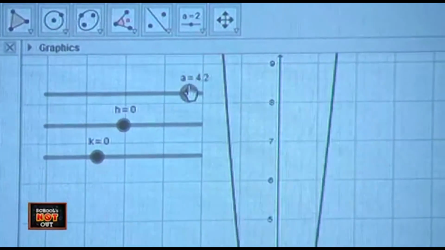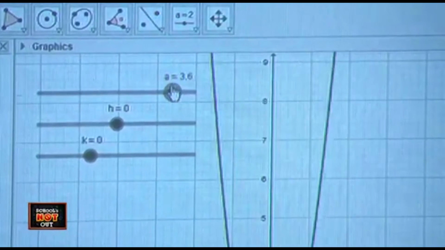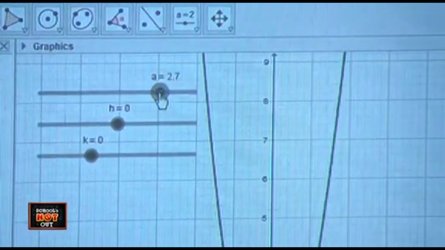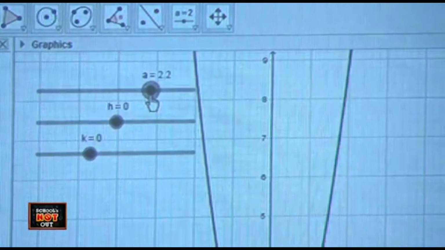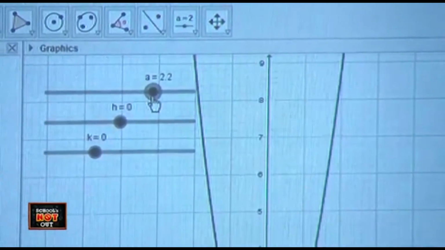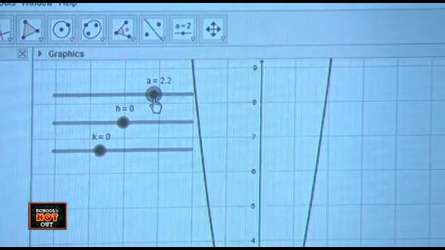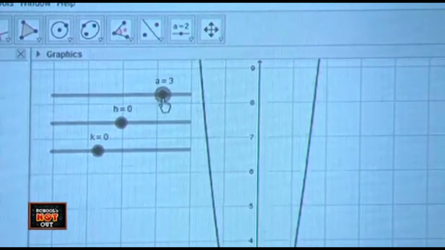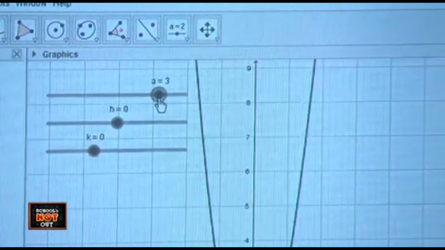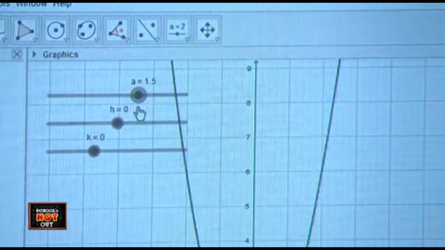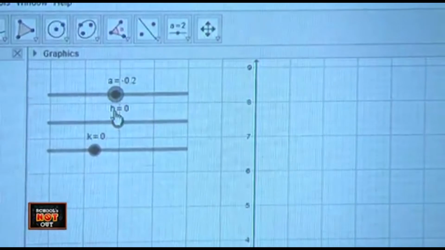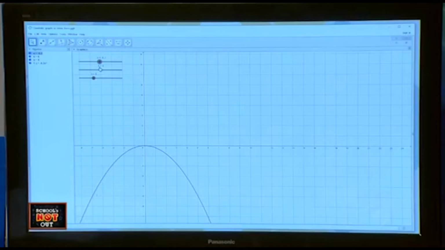All right, so we're seeing here that A, when it's positive, gives us this happy graph, and as our numbers get larger on the positive side, we're seeing the graph closing in, and as Brittany said, it's getting skinny and happy. All right, we're going to look now at the other side. What happens when our A value is negative?